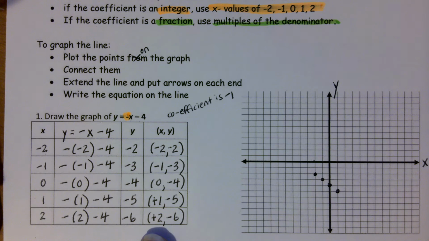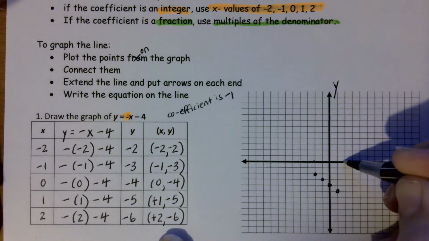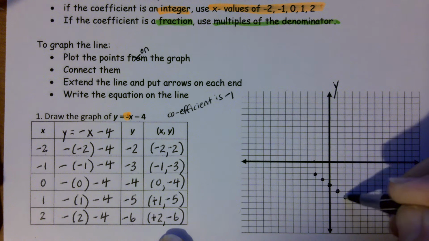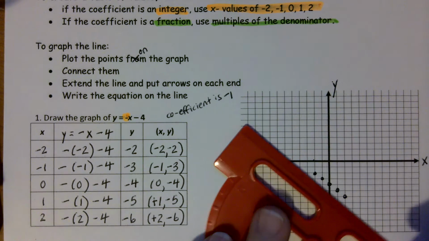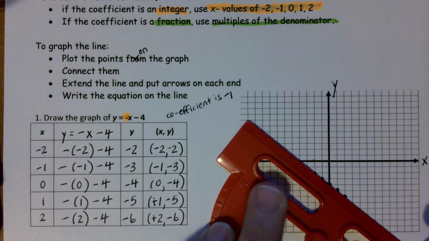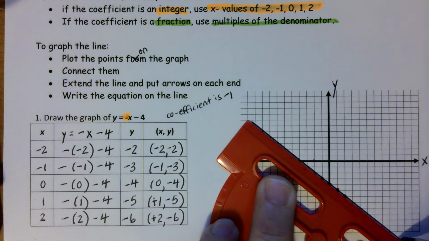And finally, when x is a positive 2, so I go 2 to the right, I'm going to go down 6 for the y. Now I see that all those points I plotted are in a straight line. So you take your straight edge, and you're going to not only connect those dots, you're going to extend the line all the way through.